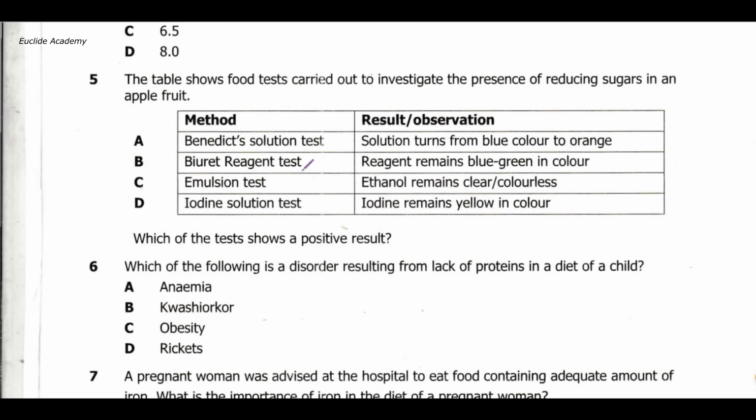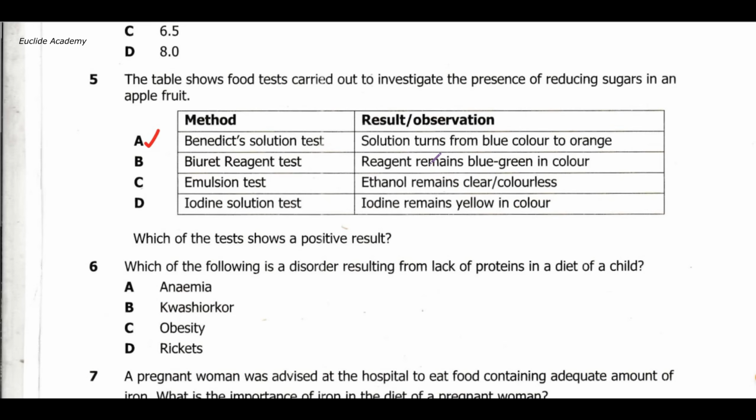For reducing sugar, we use the Benedict reagent or Benedict solution. There's a color change from blue to brick red or orange. So we have blue, green, yellow, red to orange or brick red. So this is the method and the observation for a positive test.